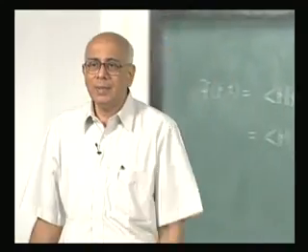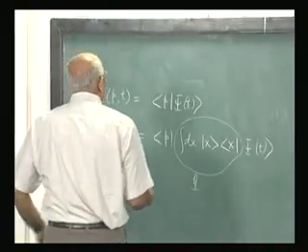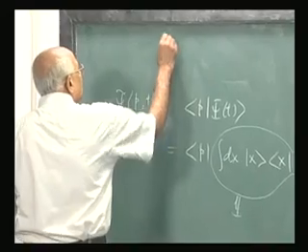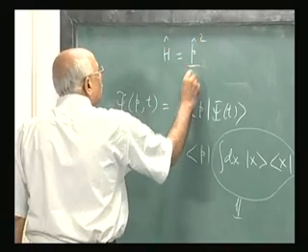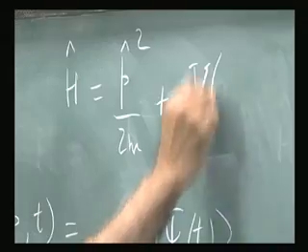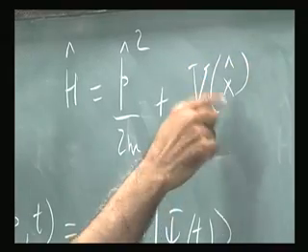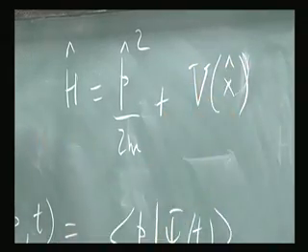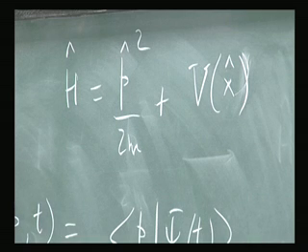Can you guess a priori which basis would be easier to work in if I look at the motion of a particle in a potential? So the Hamiltonian now is p squared over 2m plus a potential energy which is also an operator, a function of the position operator. Why do I say it is easier to work in general in the position basis? We will prove this, you will see explicitly, but what would be your guess?